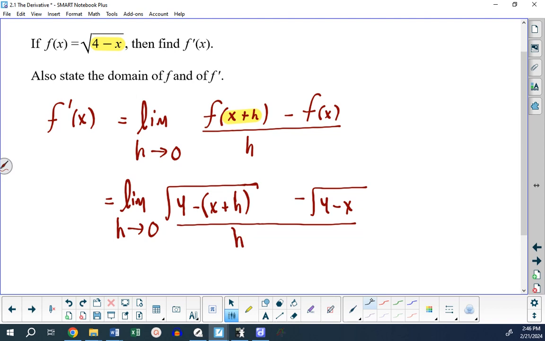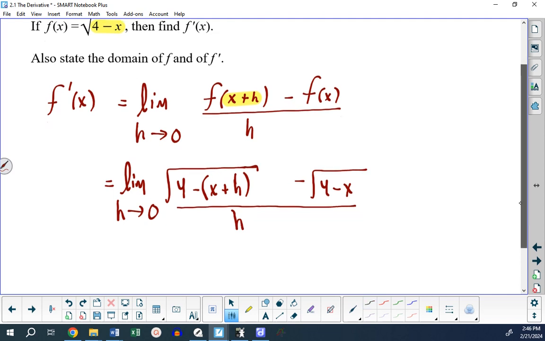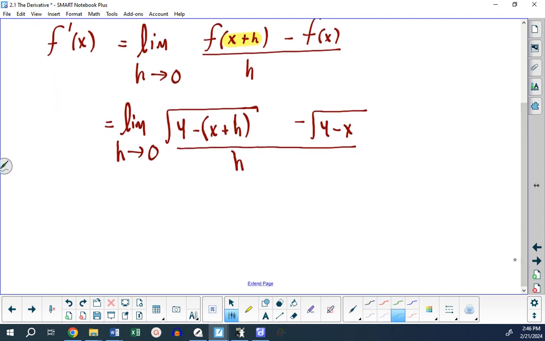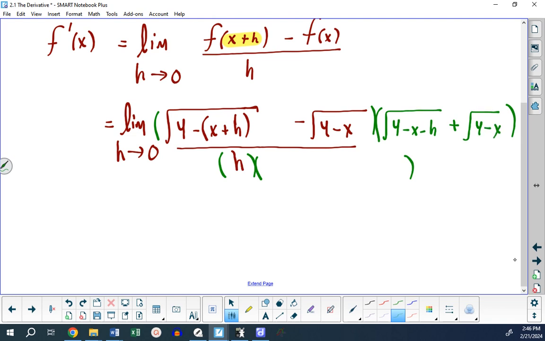Is it clear that when you put h equals 0 in, the top becomes 0, because you just have f of x minus f of x, and the bottom is clearly 0? The one tool that stands out is to multiply the top and the bottom by the conjugate of that radical binomial expression, which is the square root of 4 minus x minus h plus the square root of 4 minus x.